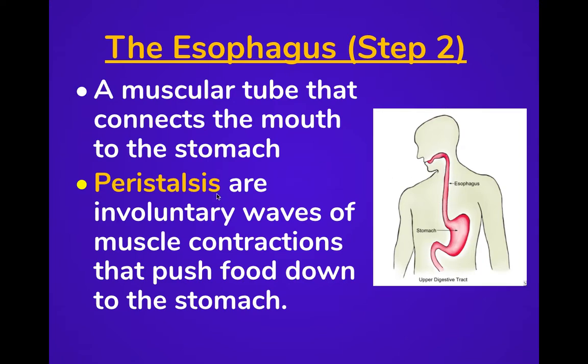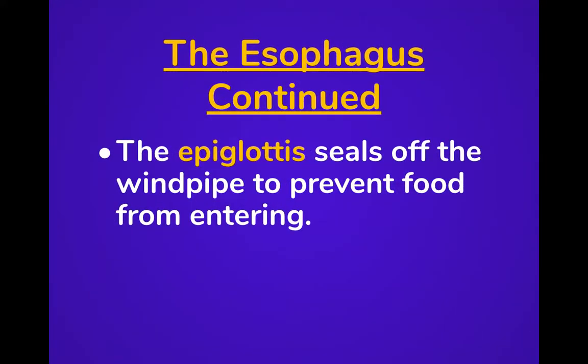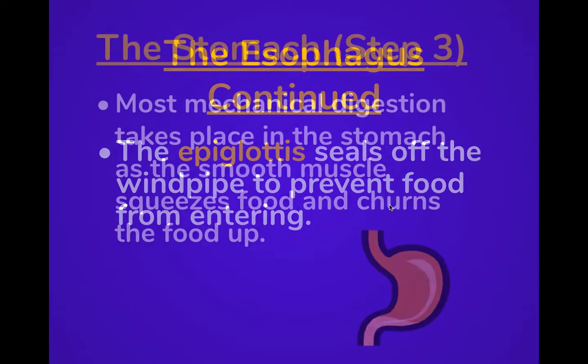You have muscles like this also in the small and large intestines that keep pushing that digested food and particles and molecules all through the intestines. The epiglottis is that little flap of tissue that I mentioned earlier, and it seals off the windpipe or the trachea, and its job is to prevent food from entering the windpipe so we don't get choked.